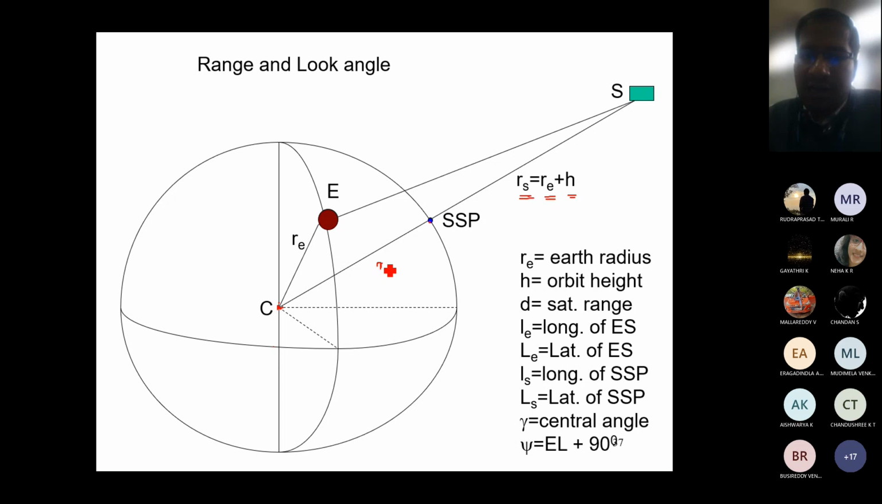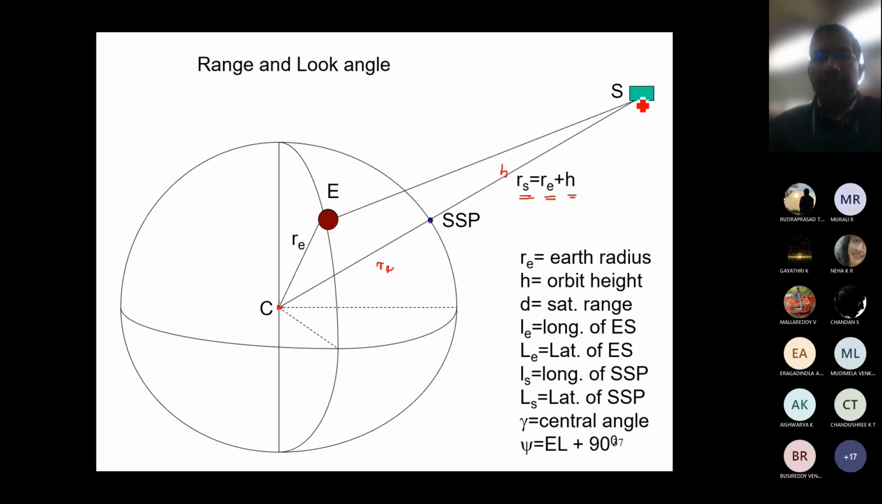So this is RE and this distance is H. H is called the altitude of the satellite. The altitude is the distance from the surface of the Earth at which the satellite is located. So altitude and orbital height are two different parameters. RS represents the orbital height, H represents the altitude of the satellite.